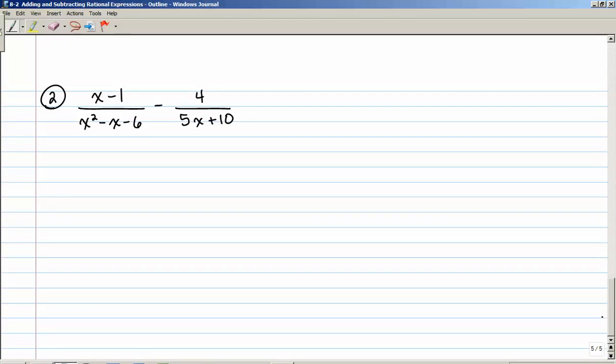And our last example here, x minus 1 over x squared minus x minus 6 minus 4 over 5x plus 10. So let's factor each of our denominators so we can figure out what our common denominator is going to be. X squared minus x minus 6 is going to factor into an x minus 3 and an x plus 2, and 5x plus 10 factors into 5 times x plus 2. So my common denominator is going to be a 5 and an x plus 2 and an x minus 3.